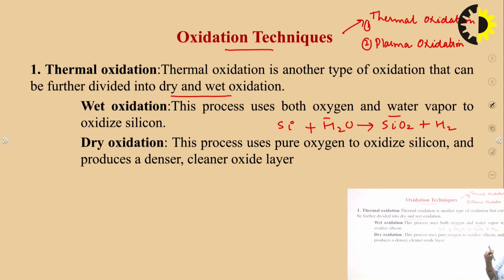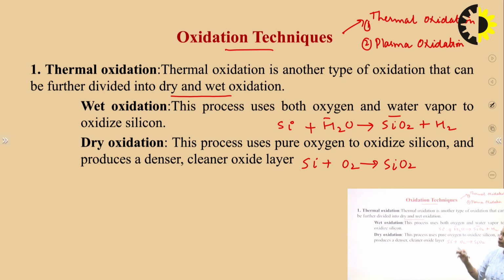Denser means it is a wider layer, some sort of. So it is Si plus O2, you will get SiO2, right? So these are the important equations. So when it is asked what are oxidation techniques, you should tell thermal oxidation and plasma oxidation are the two techniques which we are going to use for the oxidation purpose.